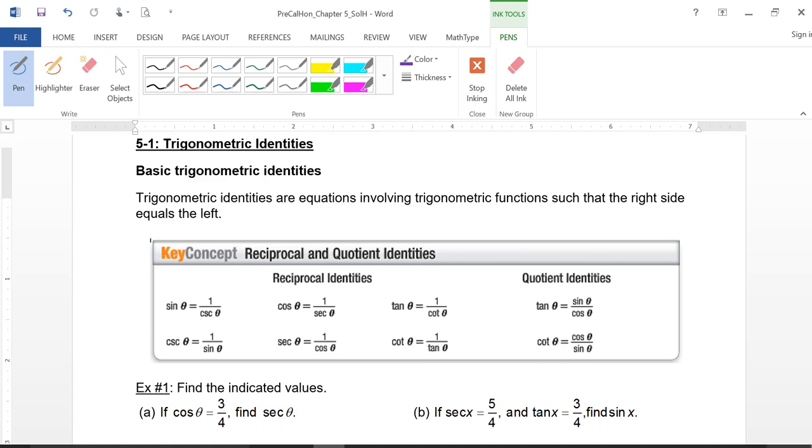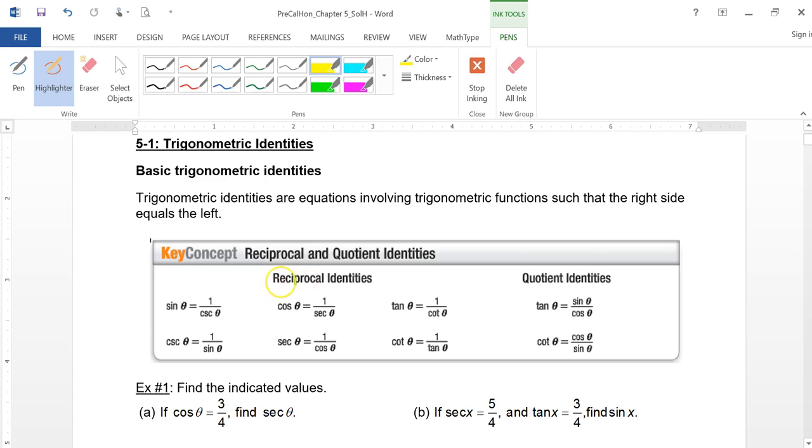So basically, trig identities are relationships between trig functions. So how are sine and tangent related? How are secant and tangent related? And so on. First, we have reciprocal identities. And this is all stuff that you know.